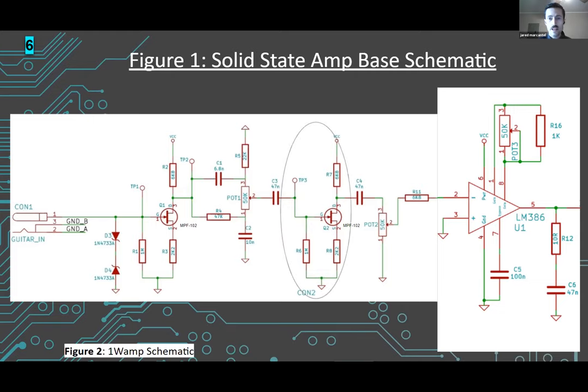Next stage is another JFET booster. This boosts the signal one last time before we come to the LM386 power stage. And then out on the right side, pin 5 goes directly to the speaker.